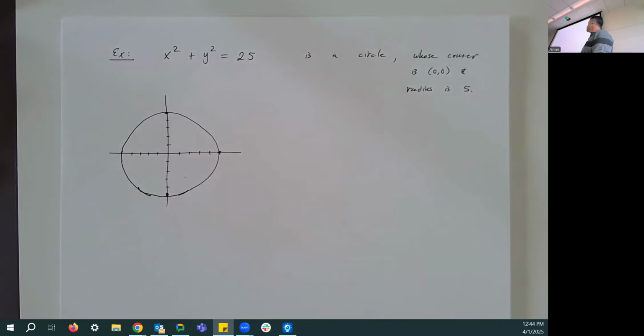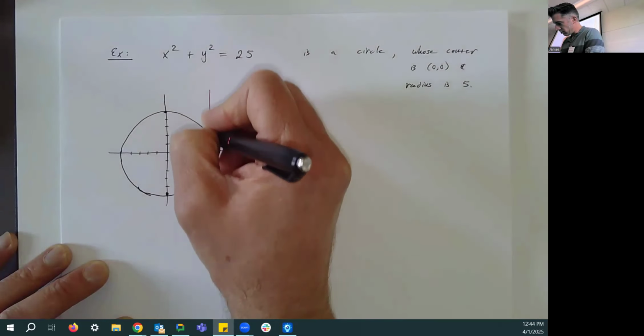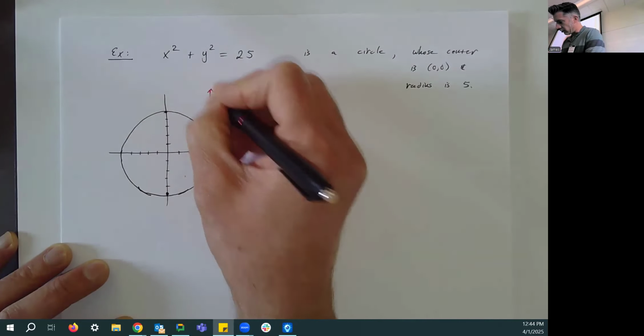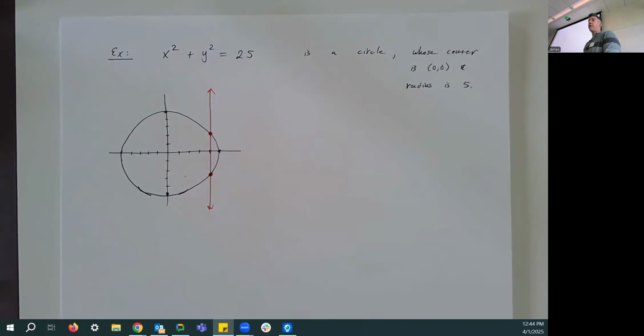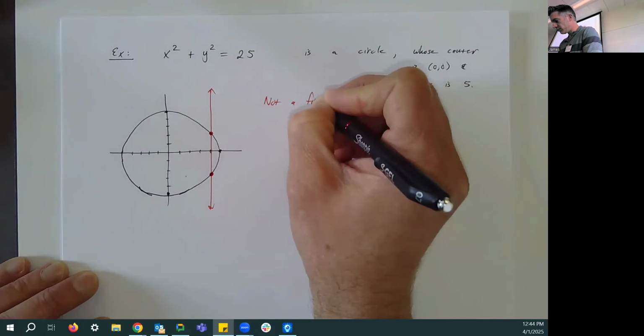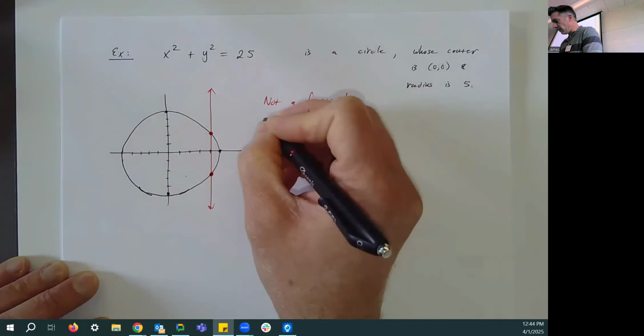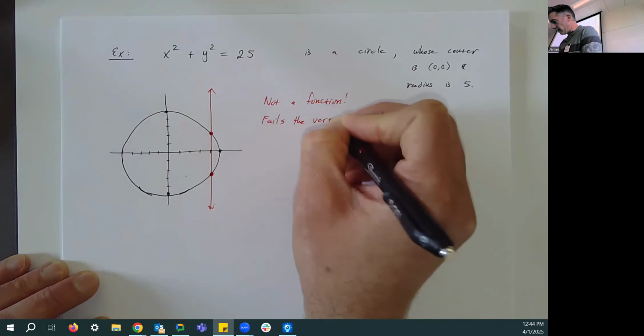So this equation doesn't represent a function. A couple ways to think about that is one way, it doesn't pass the vertical line test. Right? If we draw a vertical line, that vertical line is crossing the equation, the graph, at more than one point, not a function. It fails the vertical line test.